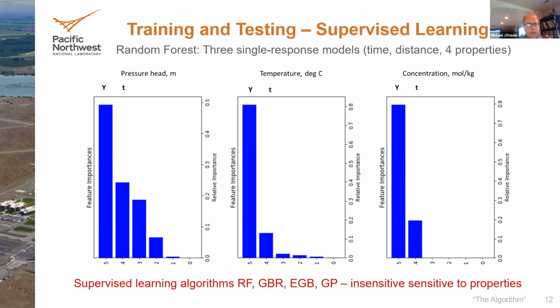In contrast to the unsupervised machine learning algorithm I just showed, none of the supervised machine learning algorithms, including the random forest, gradient boost and regression, ensemble gradient boosting, and Gaussian processes, revealed sensitivity to subsurface properties. Given this finding, we train and test the supervised learning models to predict a single response as a function of time, distance, and the other 2 dependent variable responses.